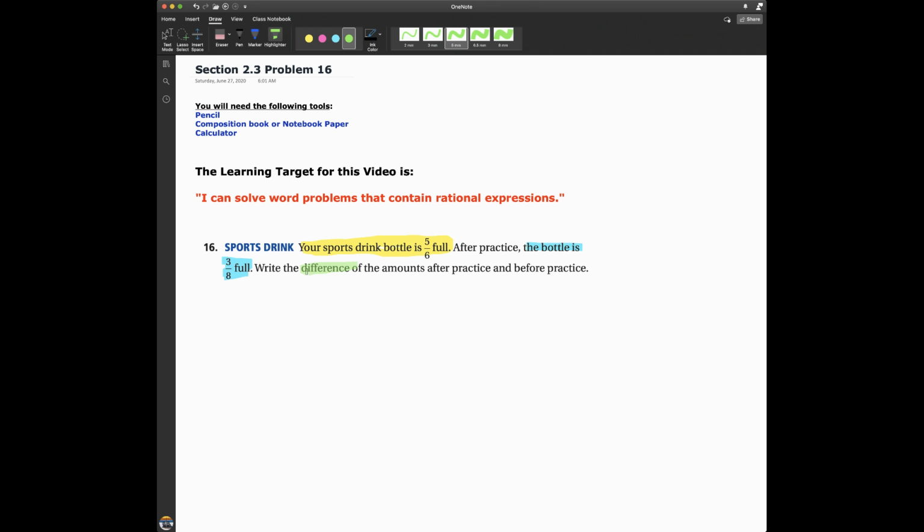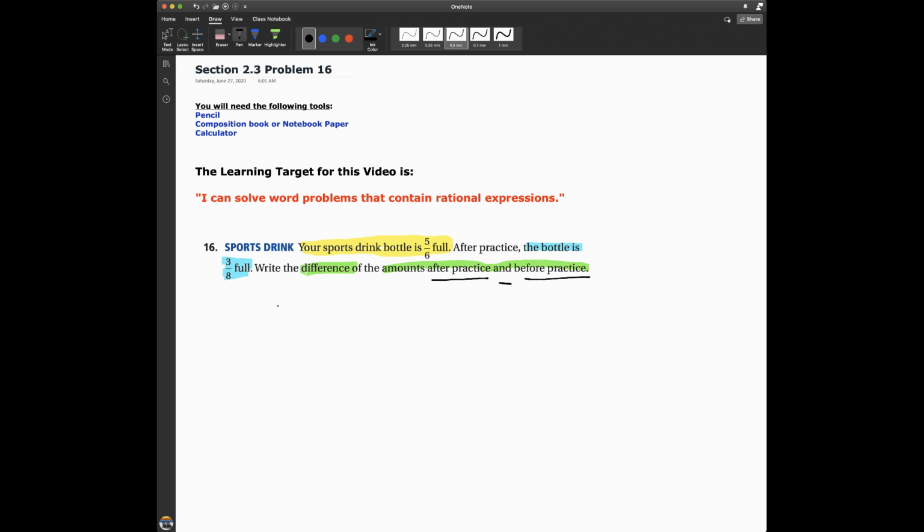There's that word difference again, which in math, when we think of difference, we think of the answer to a subtraction problem. So write the difference of the amounts after practice and before practice. Okay, so we want to find the difference of the amounts after practice and before practice. So this is going to be my subtraction problem. So I'm going to take the amount after practice and I'm going to subtract whatever the amount was before practice. Okay, and so let's do that.